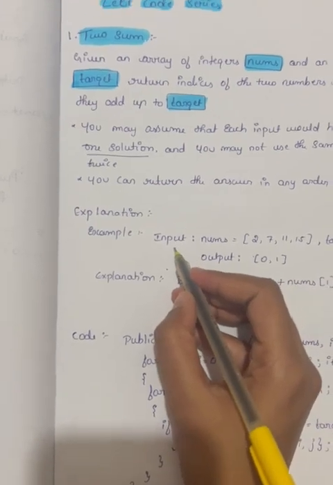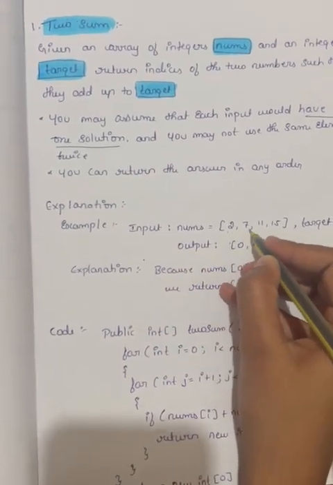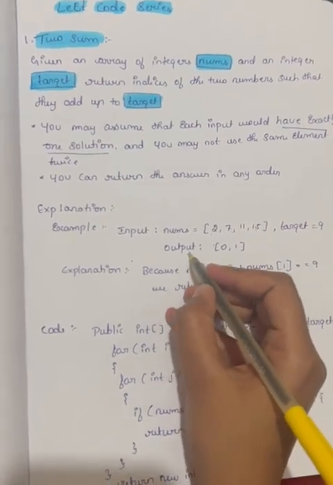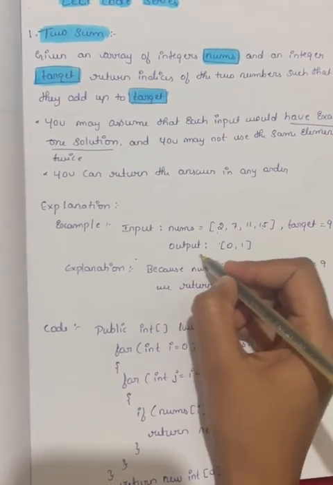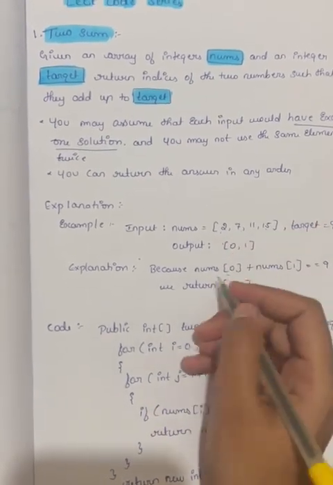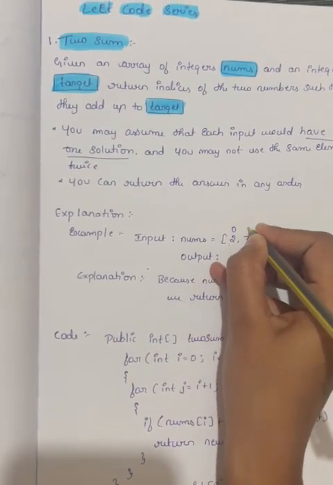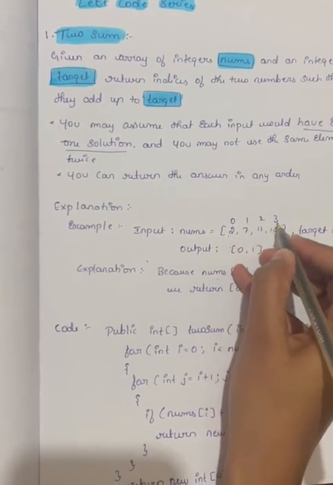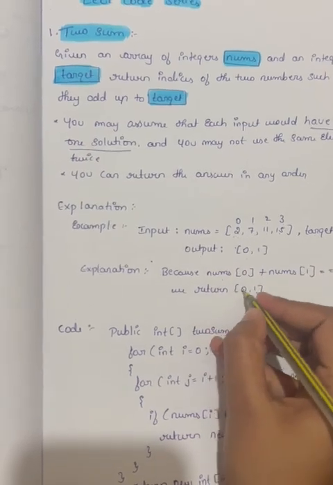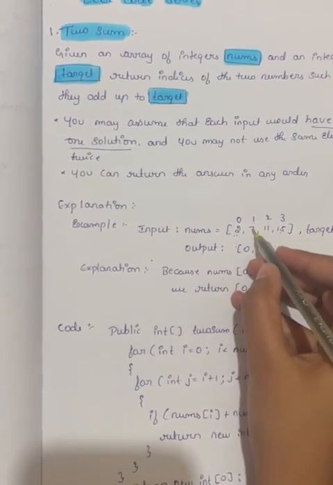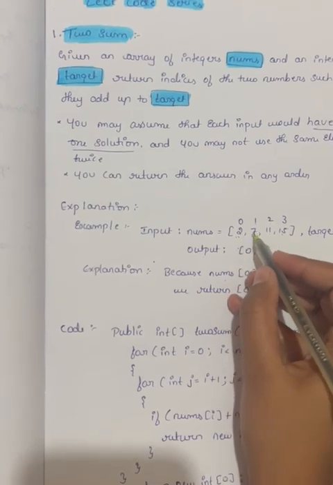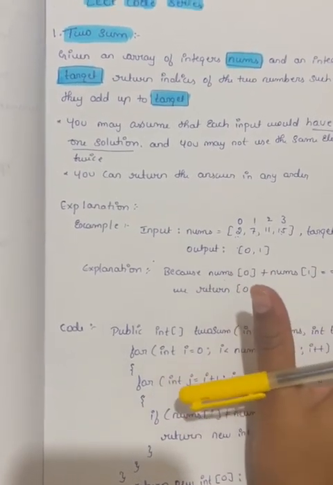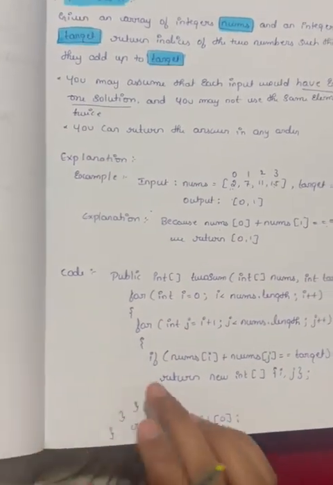Let's take an example: the input should be nums is equal to 2, 7, 11 and 15 and the target would be 9. Then according to this the output should be 0, 1, because nums of 0, that is, this is index 0, 1, 2, 3. At index 0 we have 2 and at index 1 we have 7. 2 plus 7 is equal to 9. 9 is equal to 9. Yes, it will satisfy.